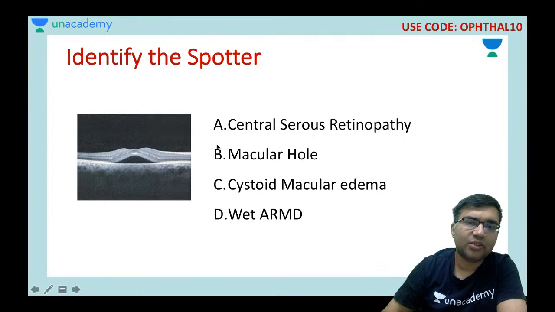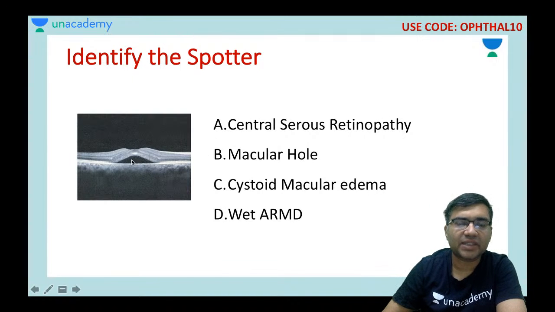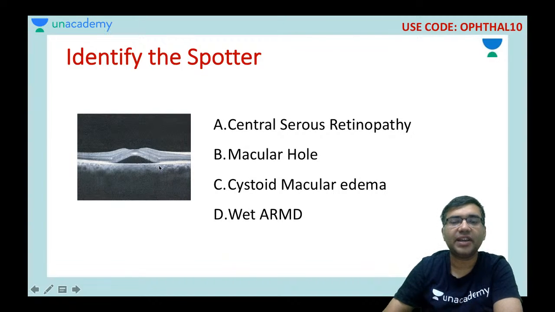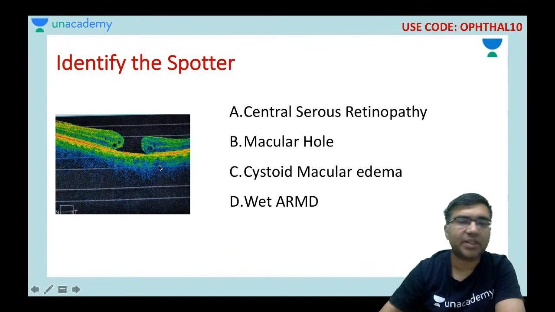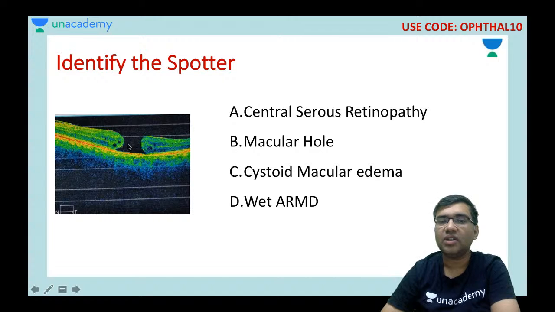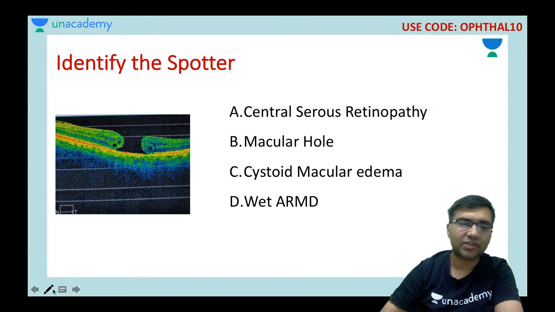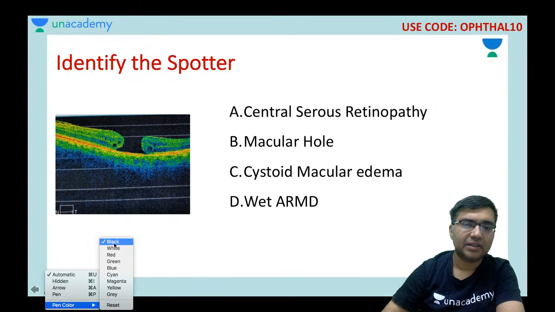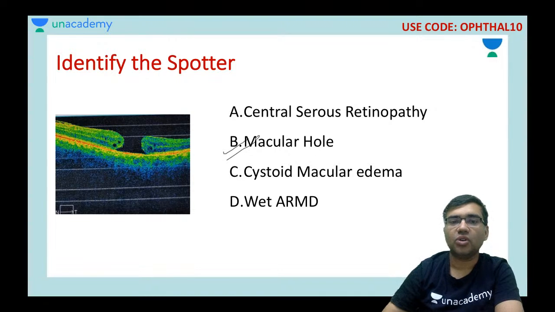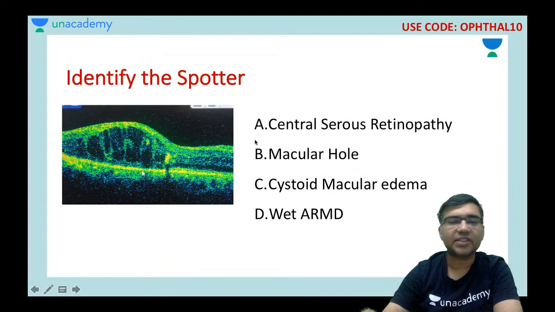Okay, so I am revising for those who have joined late. This is a patient who is suffering from central serous retinopathy, where you are seeing the subretinal fluid here, and this is the patient who is suffering from macular hole, where the layers of the retina are absent at the region of the center of the macula. So this is the macular hole.